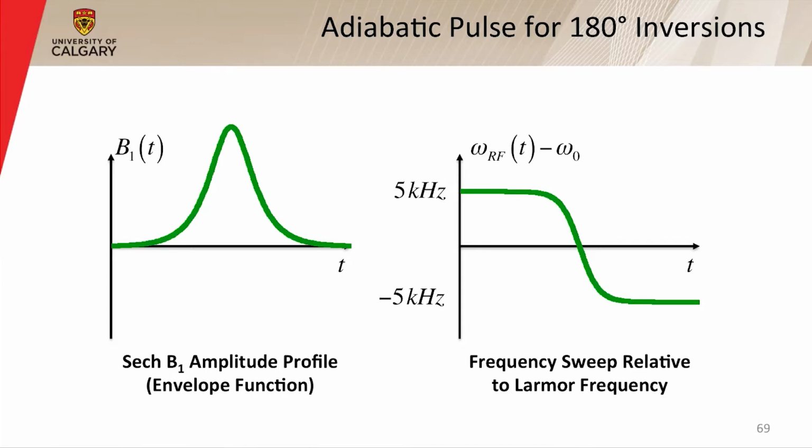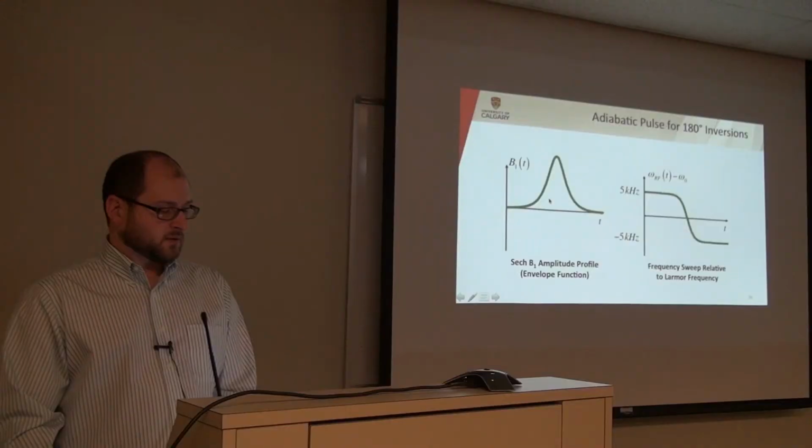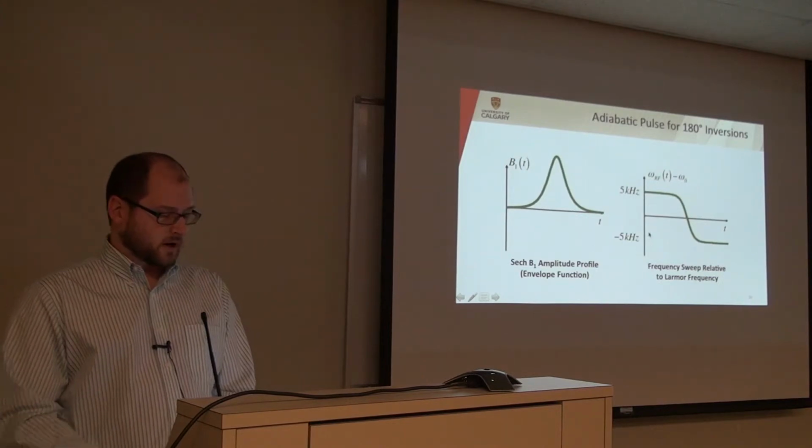You have to think about the fact that when this green line is at 0, that means that the frequency of the pulse, which is right here in the middle of our hyperbolic secant, is at the usual omega 0. But basically we start at some frequency that is higher than our expected Larmor frequency for water, let's say, and then we sweep all the way down to the opposite direction.